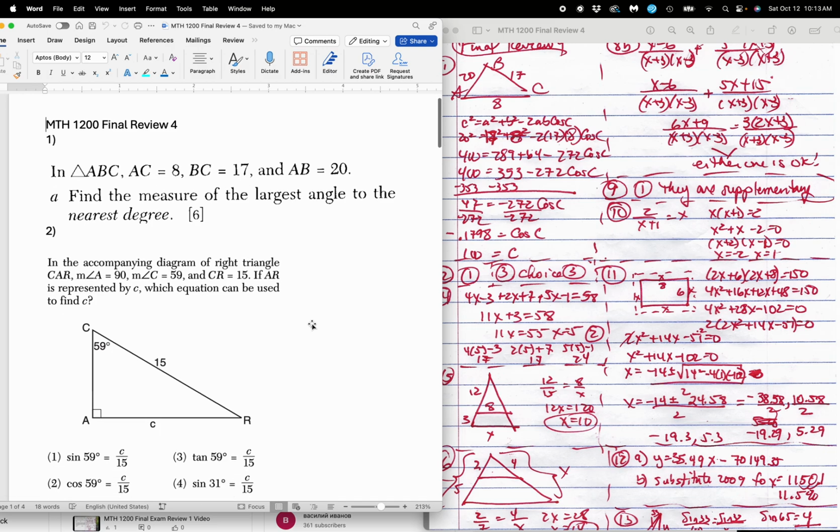So the big takeaway from that question is do not combine all of these terms on the right-hand side as long as that cosine of C is there. Only when you find the value of the cosine of C can you combine them all.